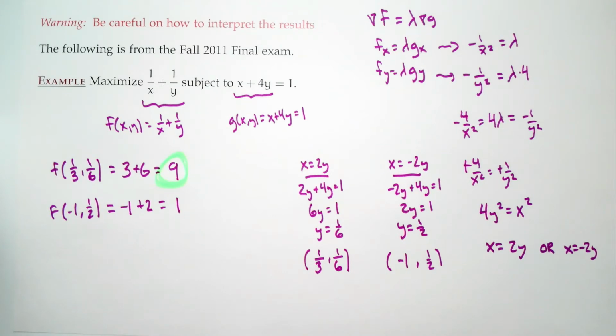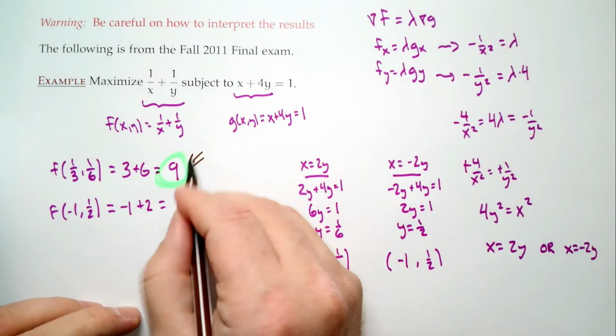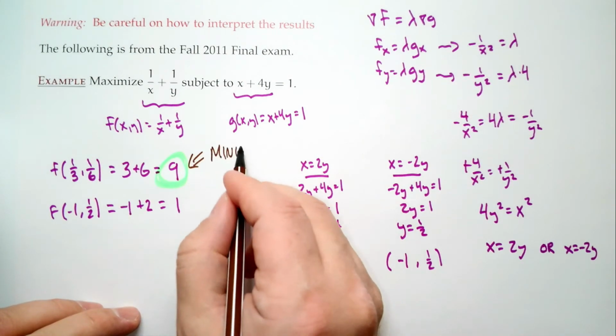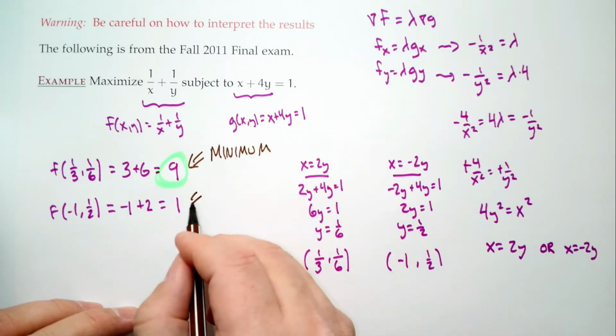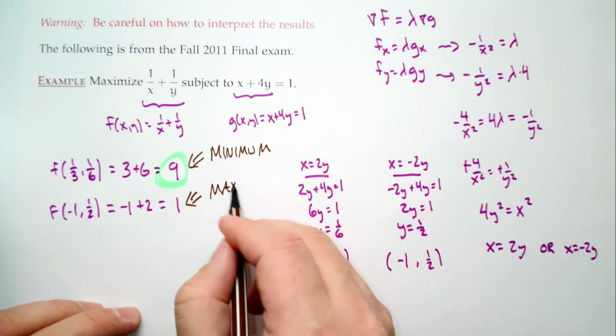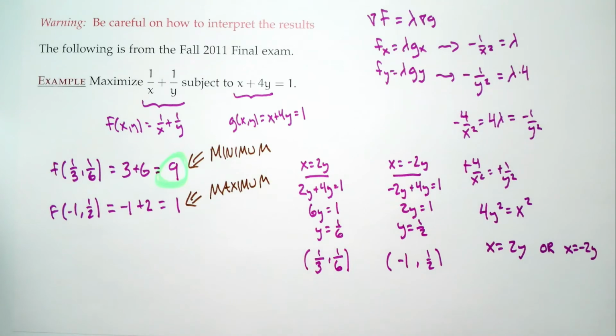It turns out that this point 9 is actually a minimum, and this point 1 is actually a maximum. Nobody caught it when they took the exam. None of the professors caught it. Now you might say, I don't believe you, Steve, because I know 9 is bigger than 1. What do I mean by saying 9 is a minimum and 1 is a maximum?